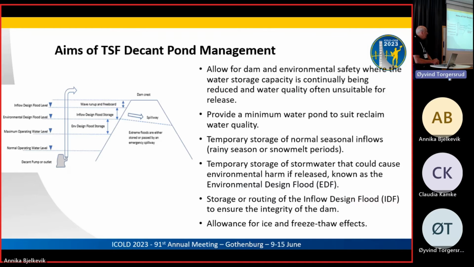So anyway, that's about the tailings themselves, but what we've got in our bulletin is a description of the water management on the dam, and we've defined a few criteria. This is a cross-section of the dam showing what we call the normal operating level, and then a maximum operating level, an environmental design flood storage, and then inflow design flood storage.